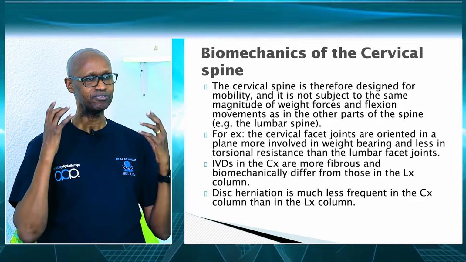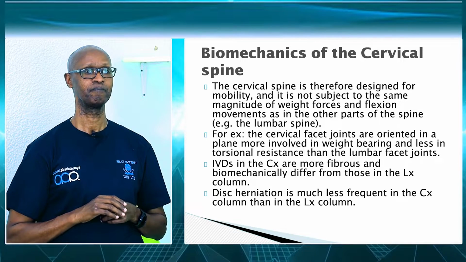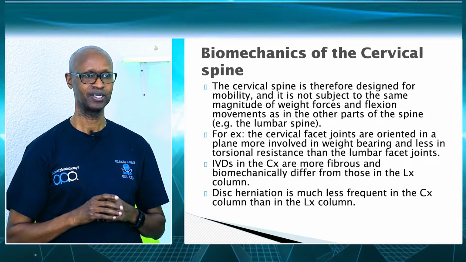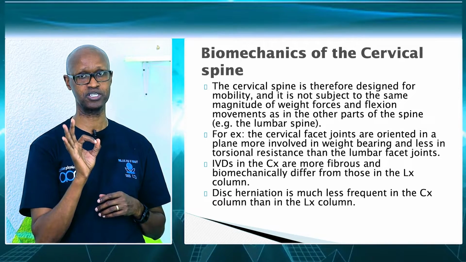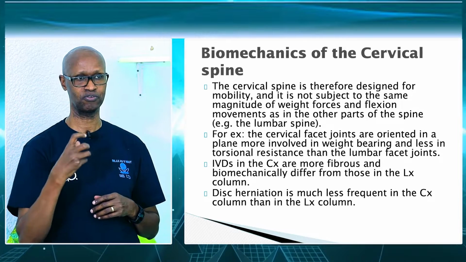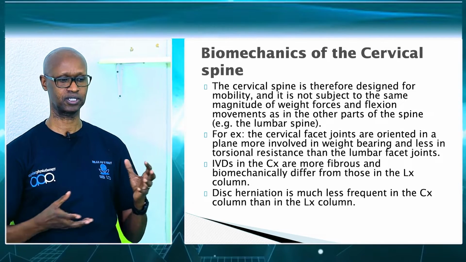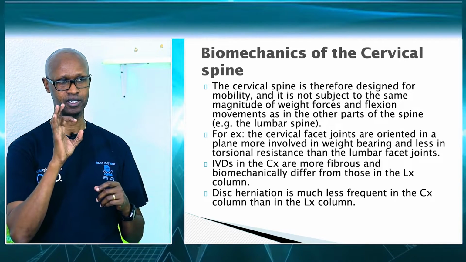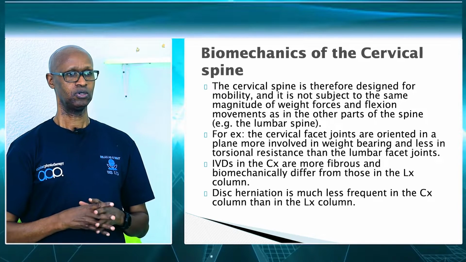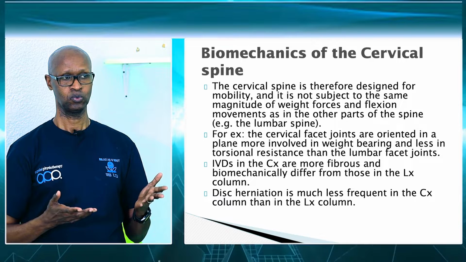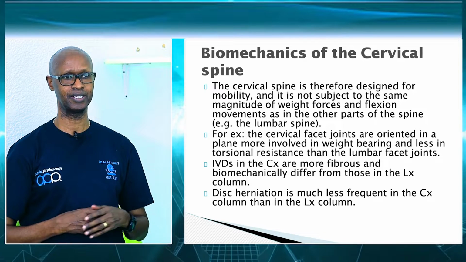Why? Because at the level of the cervical spine, you have a small disc. That's why you need to have more fibrous tissue. The annulus fibrosis is big compared with the lumbar. So the disc herniation is then less frequent.